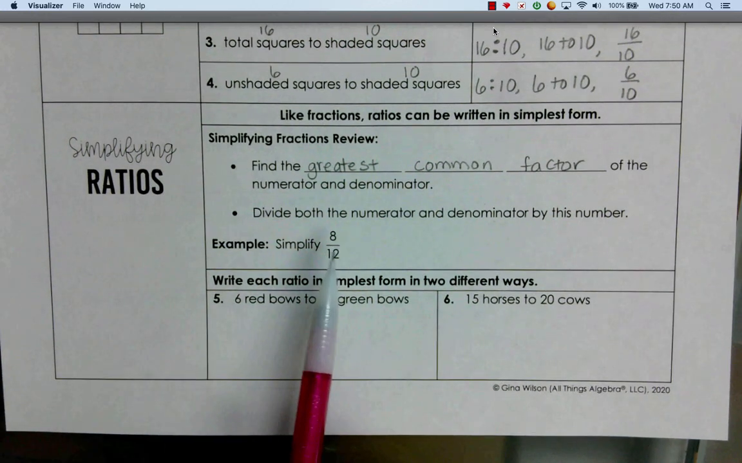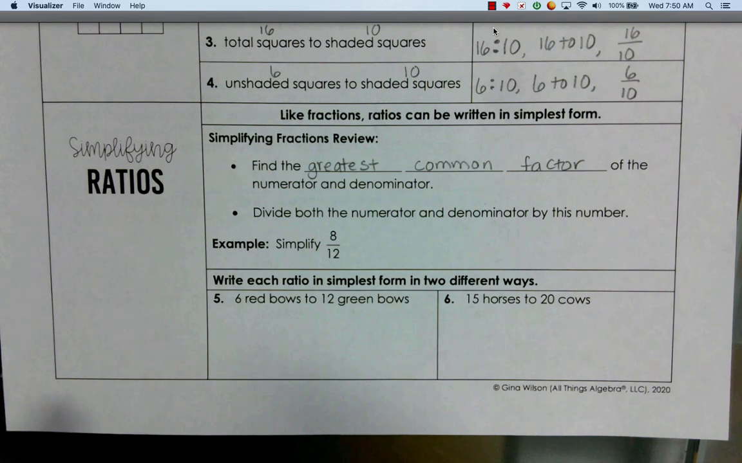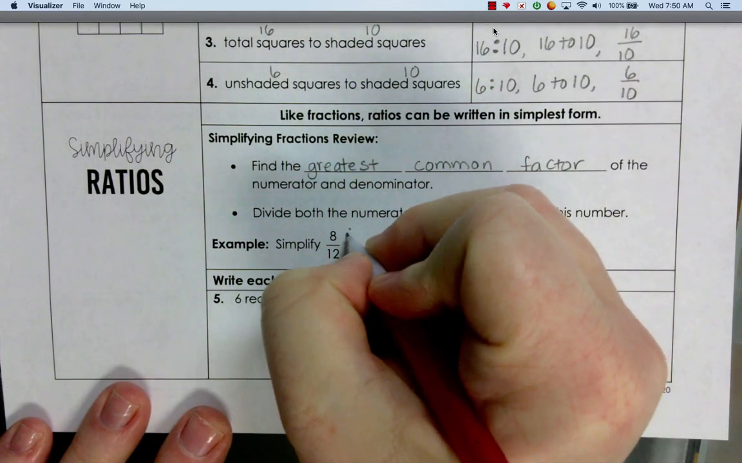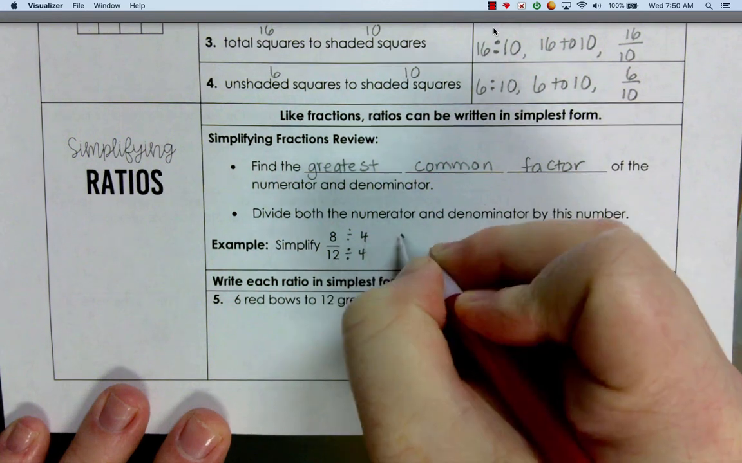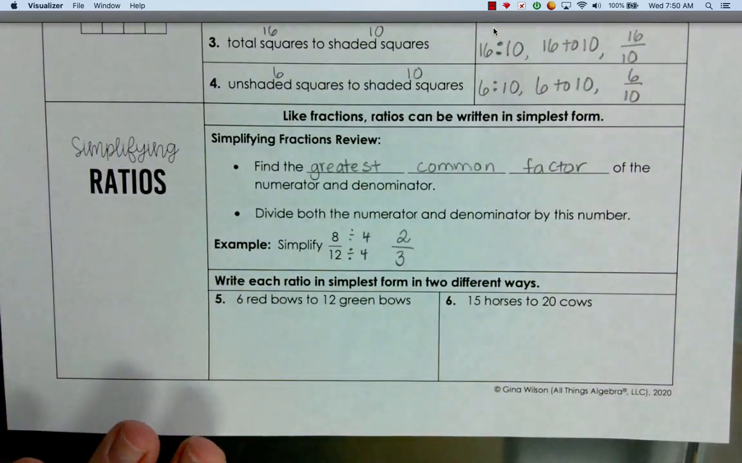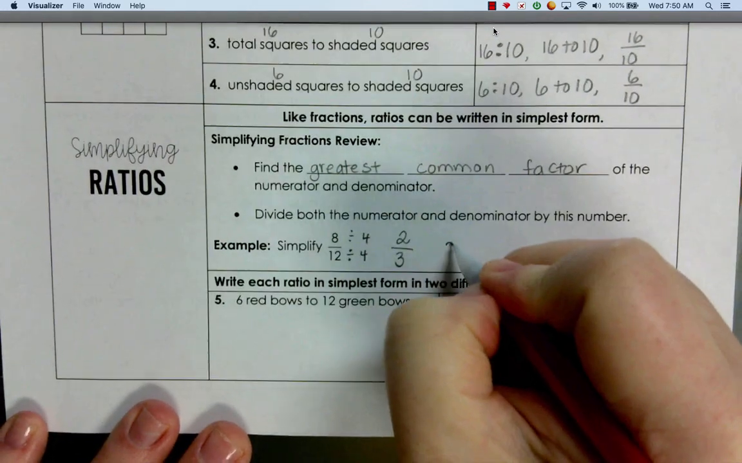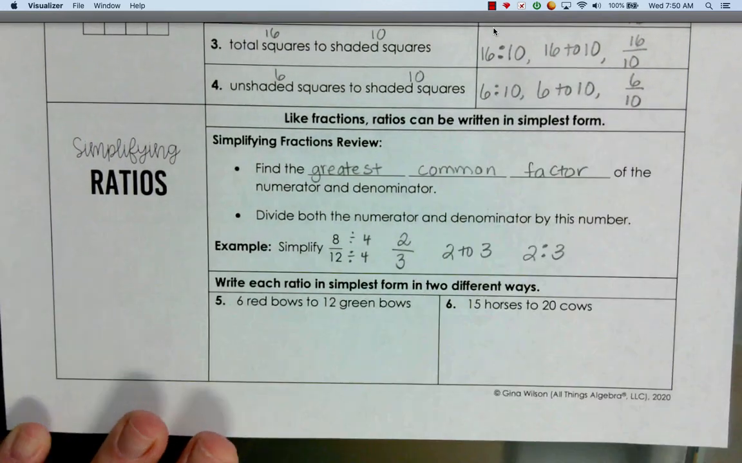What is the greatest common factor of 8 and 12? So if I'm looking, 8 has 1, 2, 4, 8. 12 has 1, 2, 3, 4, 6, and 12. So it's 4. So we're going to divide my numerator and my denominator by 4, and I'm going to get 2 over 3. But I'm not going to say 2 over 3. It's going to be 2 to 3.